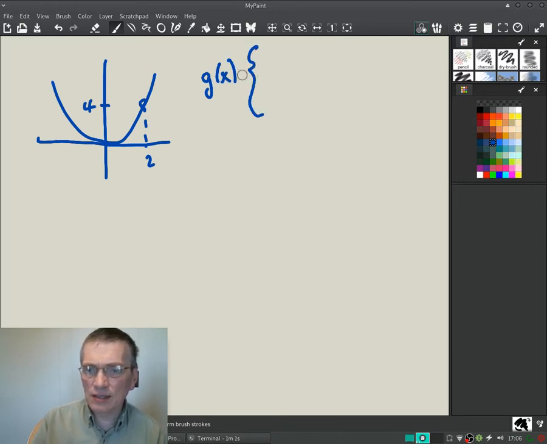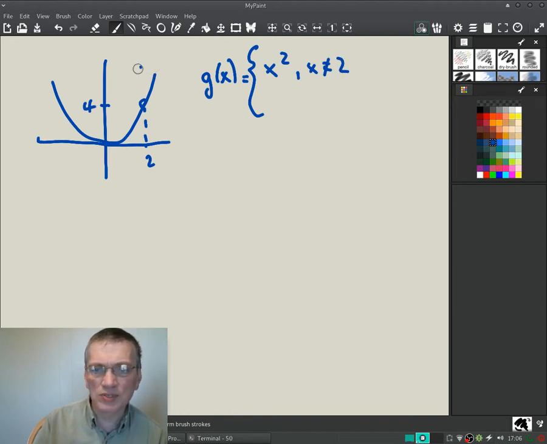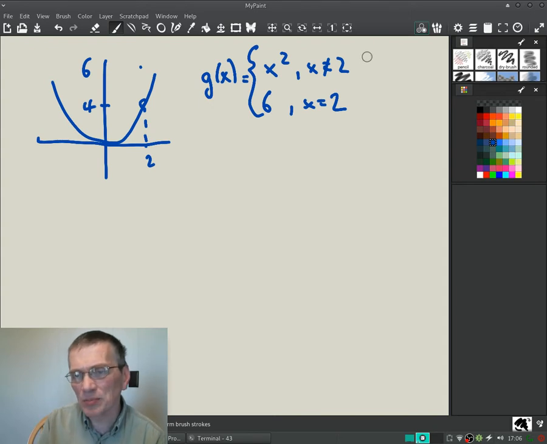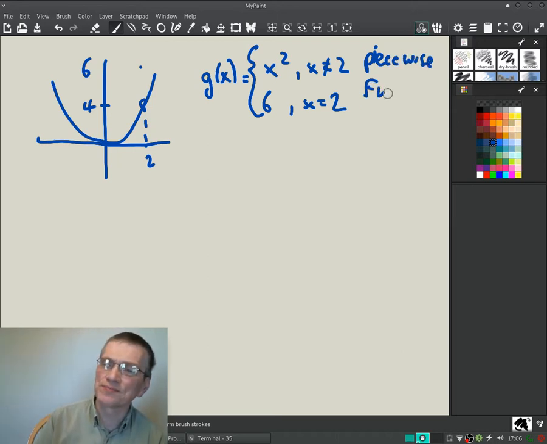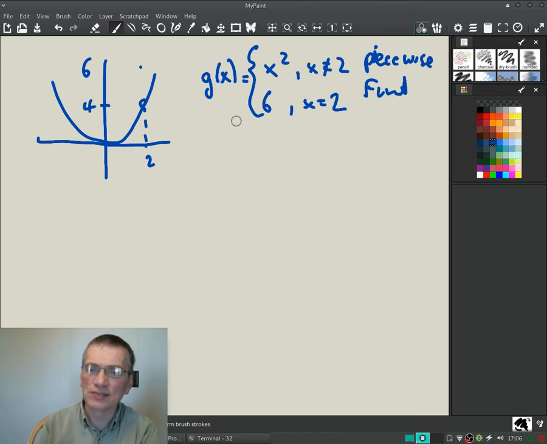G of x equals, and we put these big braces, x squared if x is not equal to 2, and we'll say it equals 6 when x equals 2. This is sort of a weird thing to do. This is called a piecewise function. P-I before E. Piecewise function. It's defined in different parts. And these can get more complicated. You can have 3 or 4 or 5 different parts of these functions, depending on what x values they have.